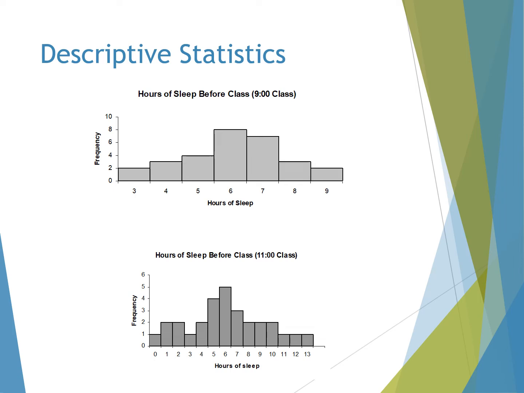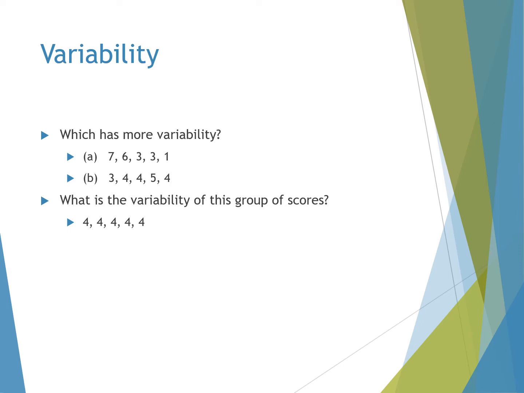What you'll see is the range for the 11 a.m. class is bigger. The scores are more spread out. We have one student who has 0 hours of sleep and another student who has 13, whereas all of the students in the 9 a.m. class get between 3 and 9 hours of sleep. This discussion of the spread of scores is generally called variability. We have two measures of this, which are standard deviation and variance.